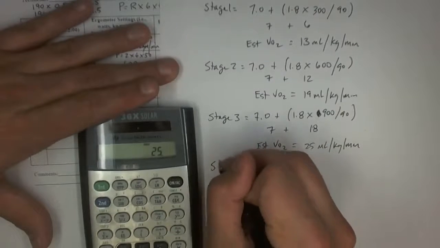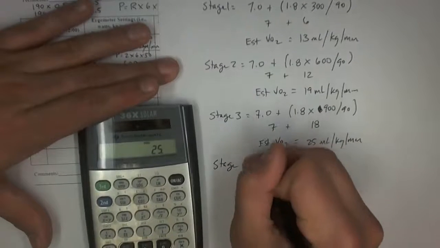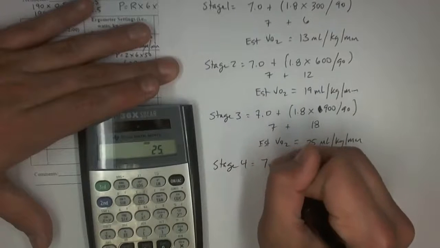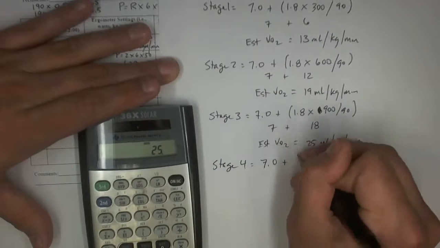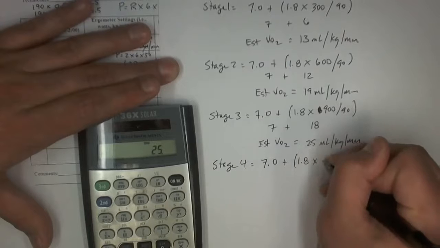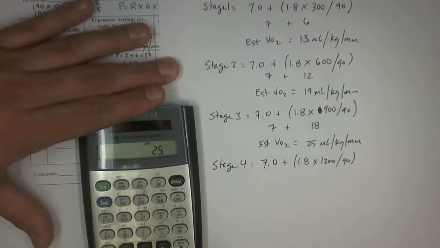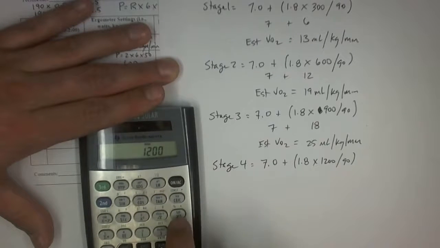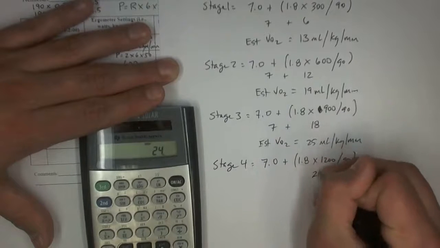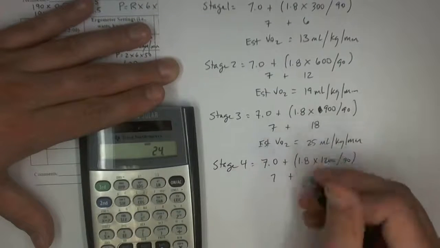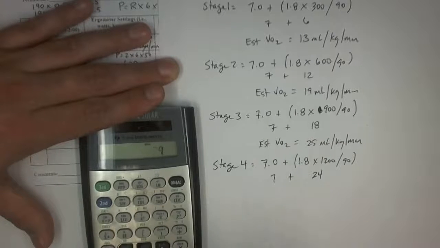And then finally stage 4, 7.0 plus 1.8 times 1200 divided by 90 gives us 24 plus 7 gives us 31.